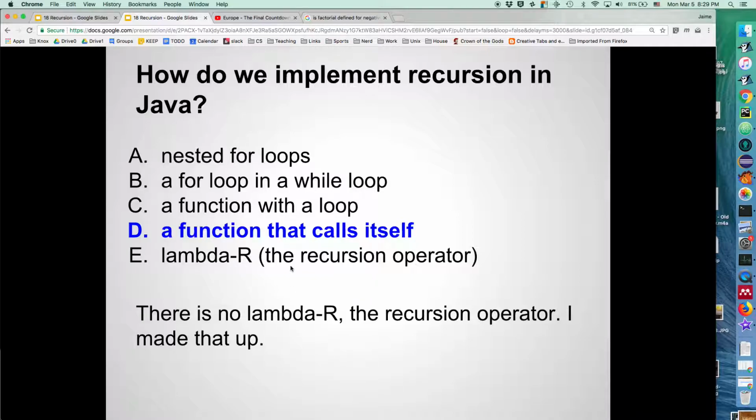I completely made that up. These things here, nested for loops, a for loop that's in a while loop, a function with a loop. It's possible that a recursive function would have all of these things. It's not likely. This is a function with a loop. That's probably fine. These two are probably too complicated. But I'm not saying there's no possible recursive function that could have that. However, a function that calls itself, that's the key to recursion.